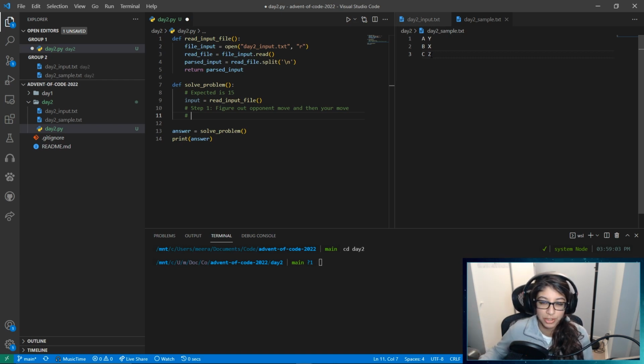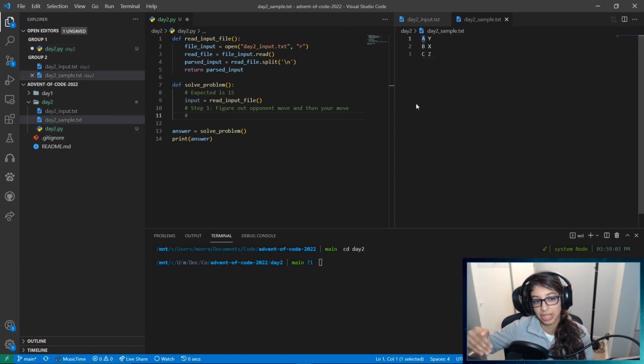And what we could do is map, for example, what your opponent plays, and then each of the things that you could play and what the number of points you would get from that is. So for example, if your opponent played rock, and in this case, you played paper, that would lead up to a score of 8, I believe, because 2 for picking paper, and then 6 because you won.